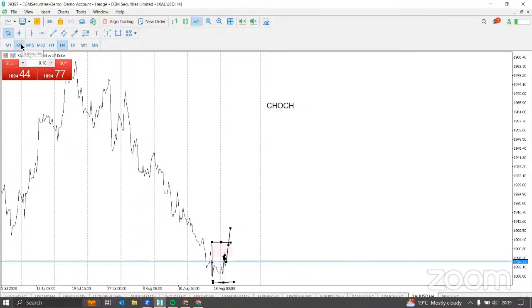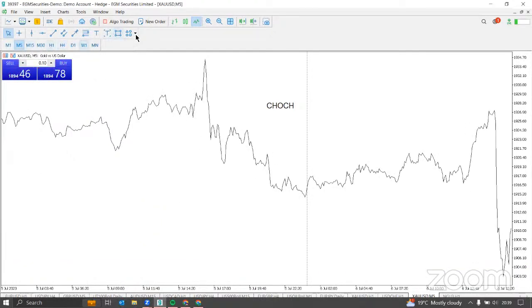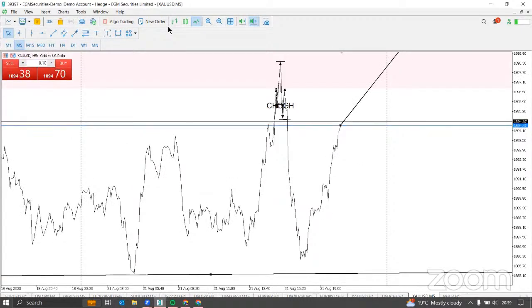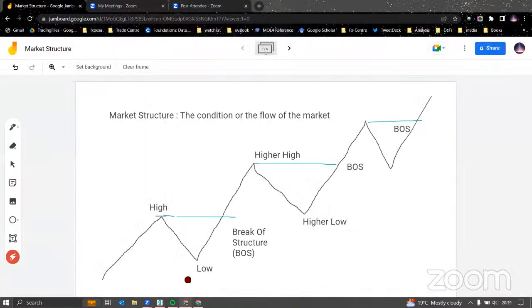So what we basically did is we waited for that downtrend to also occur on a lower time frame, and then we took a trade. Okay, so just a recap of what we've done, so that we are on the same page.